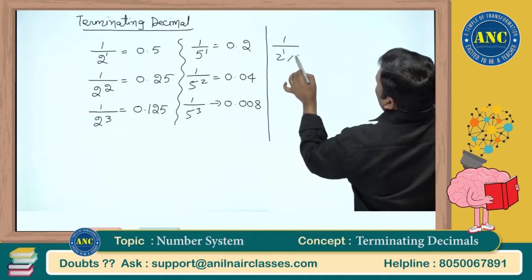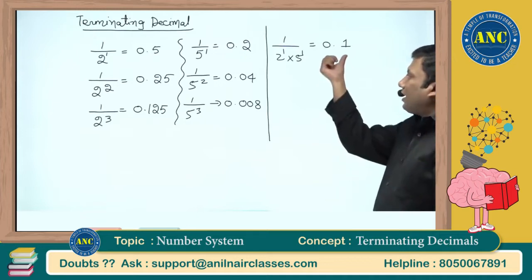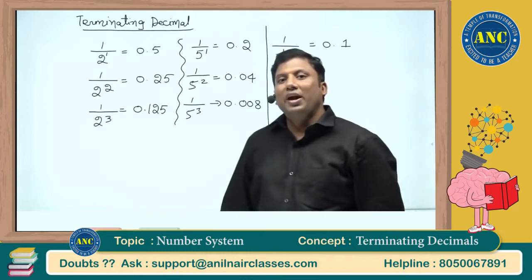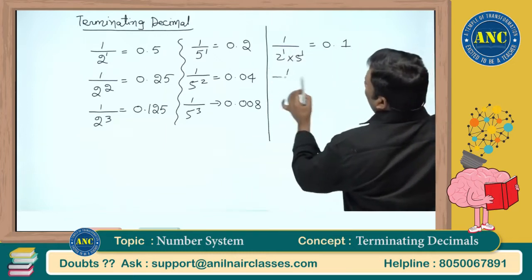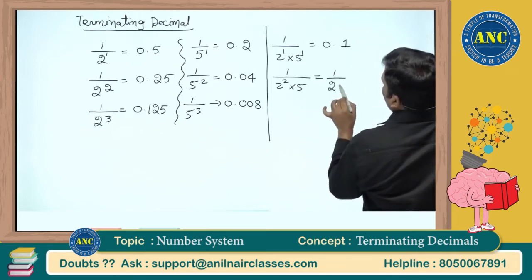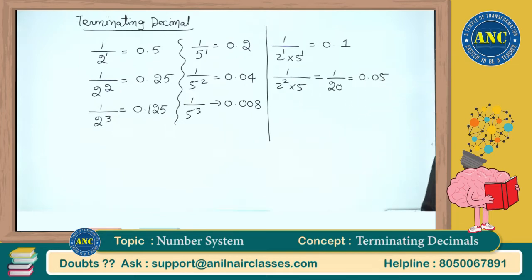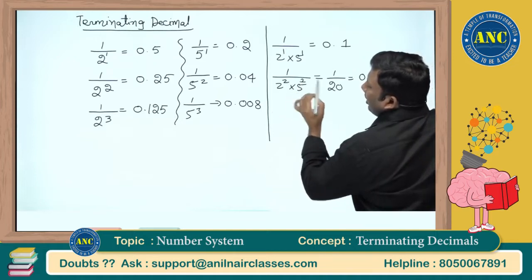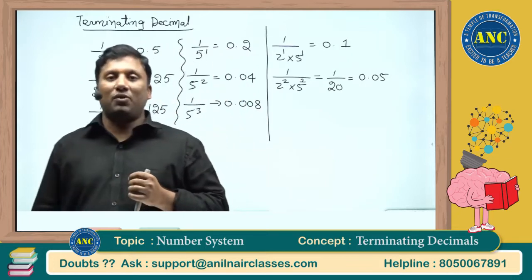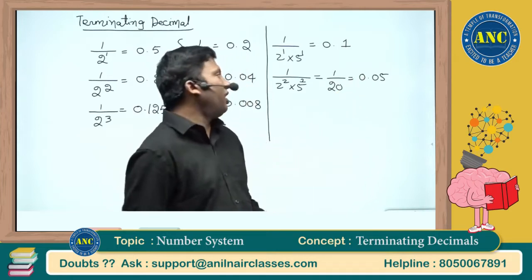1 by 2 into 5, 1 by 10, is 0.1. Exactly after one digit, it stopped. Why? Because the LCM of 1 and 1 is 1. Similarly, 1 by 2 square into 5. Listen carefully. 1 by 20 is 0.05. What are the powers for 2 and 5? 2 and 1. What is the LCM of 2 comma 1? 2. Exactly after 2 digits, it stopped.